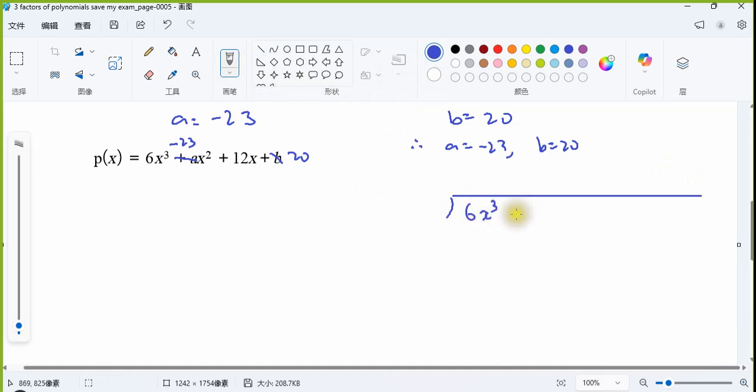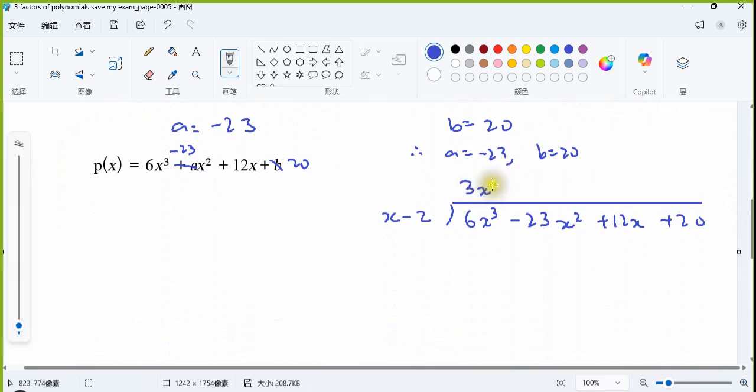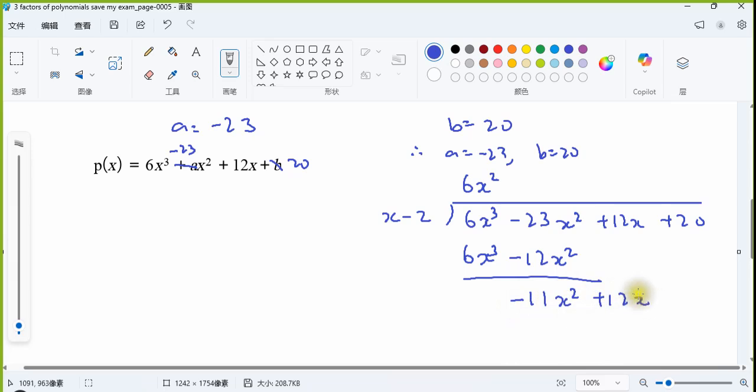So 6x cubed minus 23x squared plus 12x plus 20. Then we have the x minus 2. Okay, so we have the 3x squared and 6x cubed minus... no, no, no. This should be 6x squared, 6x cubed minus 12x squared. So we have the negative 11x squared plus 12x.